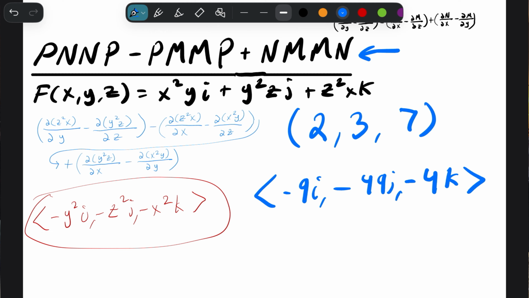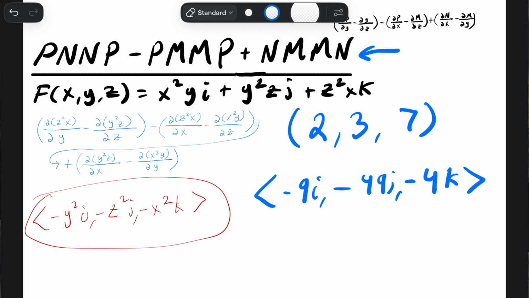It's pretty self-explanatory. PNNP, PMMP, NMMN. I mean, that's like the whole thing, right? That's easy to remember for an exam, for a test. You can make a silly character, a silly shape out of it if you want to make it easier for yourself to remember.